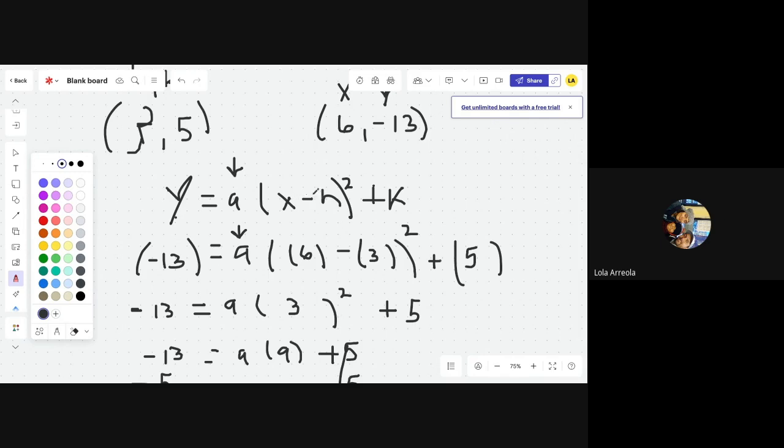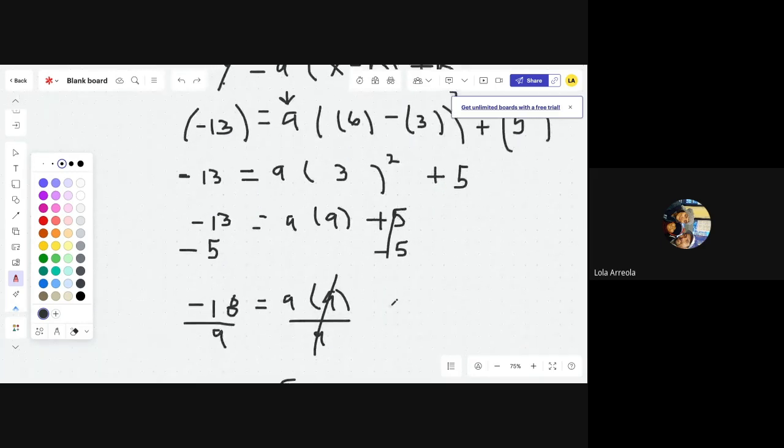Because let's say I have x minus h and h was negative 3. Then I'd have to plug in negative 3 here. So really I'd have 6 plus 3, not 6 minus 3. That's why I emphasize putting those parentheses so I don't mess up and keep the integrity of the equation. That minus stays minus. Okay, I solved for A.